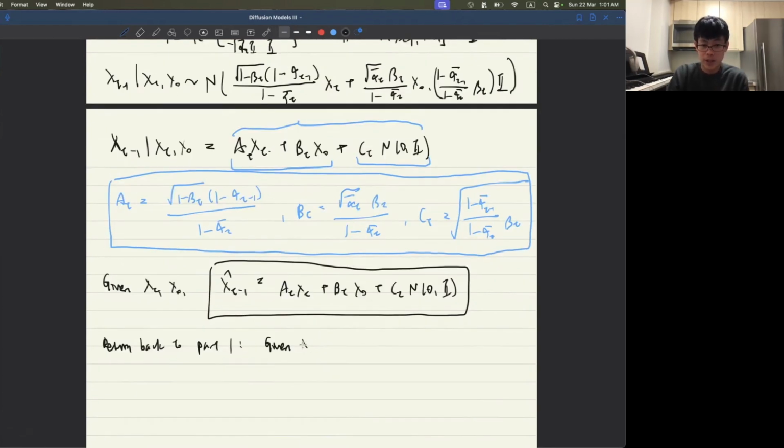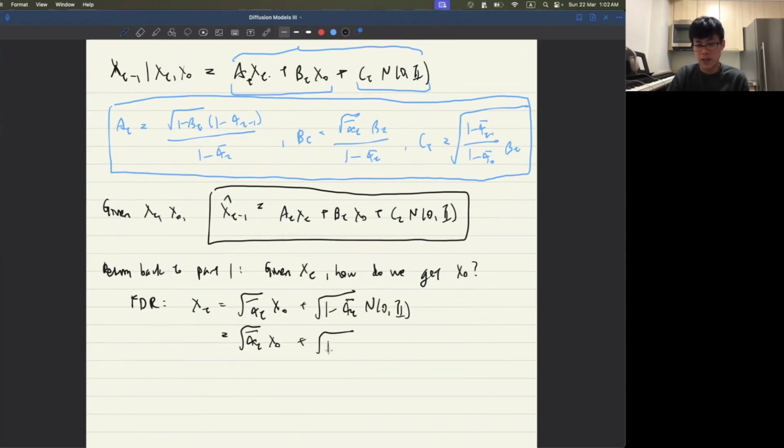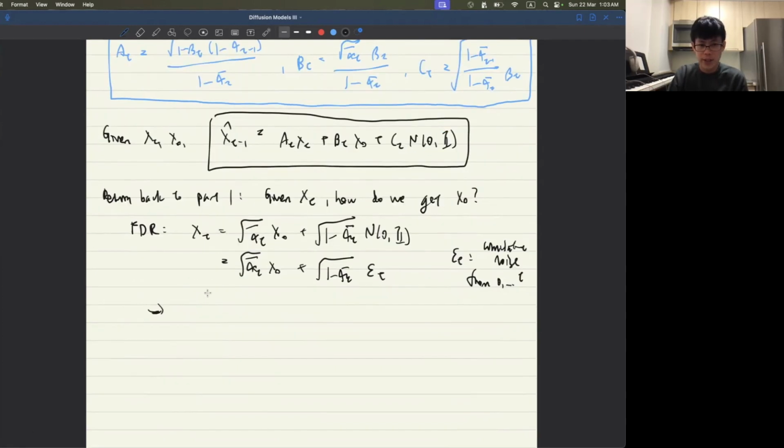And what is part 1? Part 1 is really saying, given xt, how do we get x0, right? So we take some inspiration from the forward diffusion process. In the forward diffusion process, xt is equal to square root alpha t bar x0 plus square root 1 minus alpha t bar, some noise. We can give the noise a name. Let's suppose we call it epsilon t. So epsilon t is the cumulative noise from 0 to t. So we can write x0 as 1 over square root alpha t bar times xt minus square root 1 minus alpha t bar times the noise.